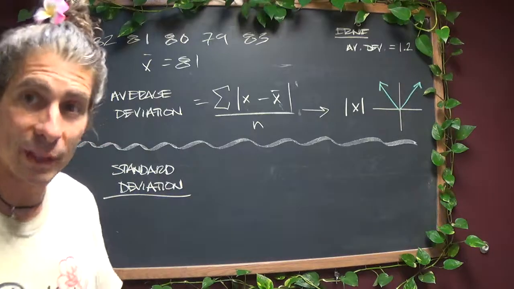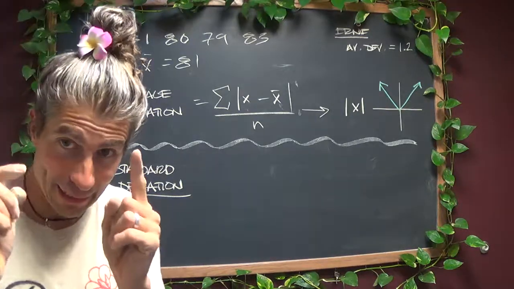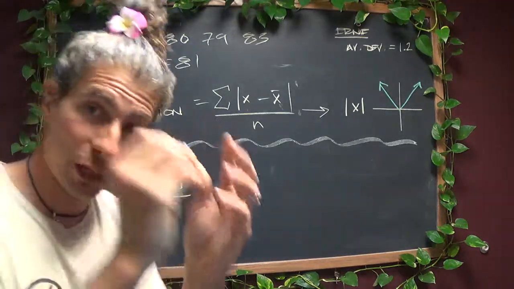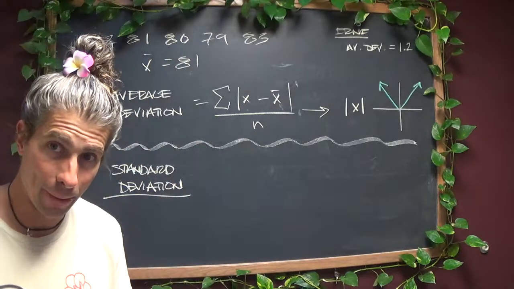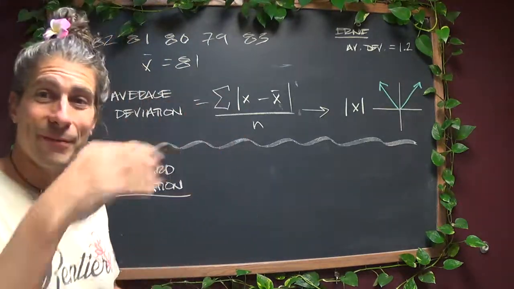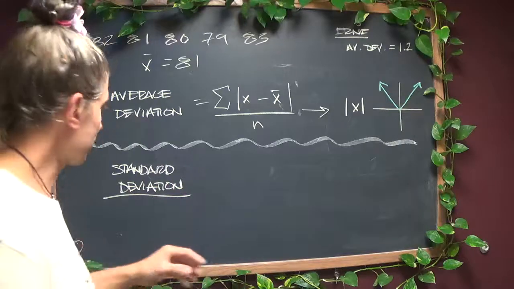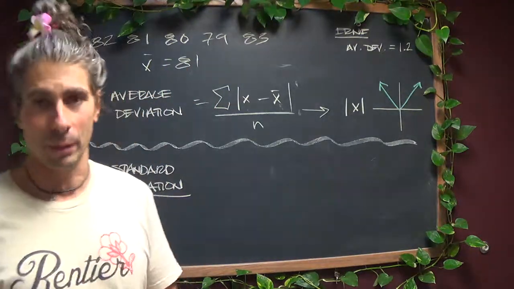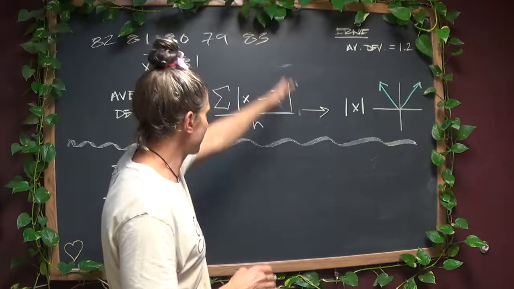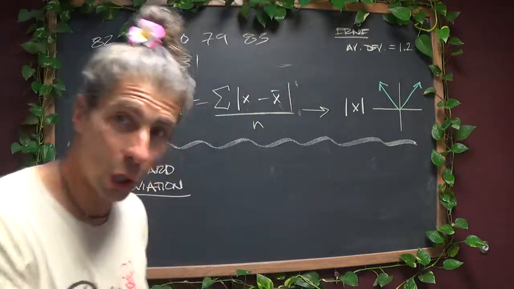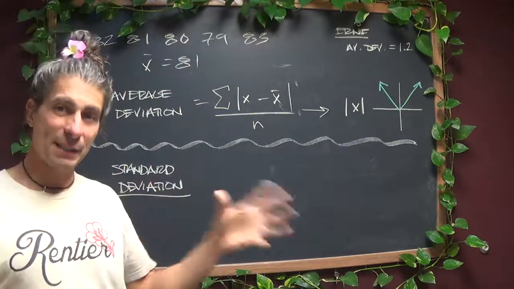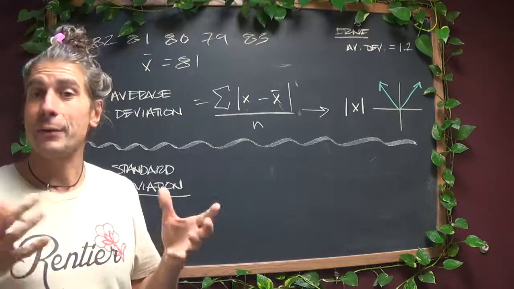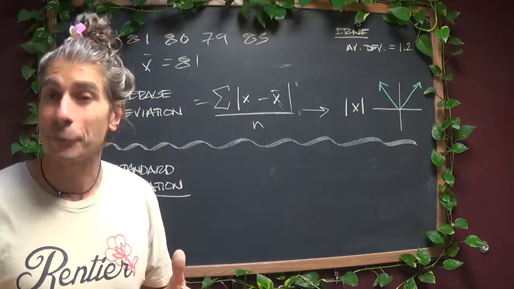Okay, so standard deviation, remember, it has the exact same meaning. It's the average distance from average. The way it varies from average deviation is how we deal with the negatives. The whole problem, the reason we had to bring the absolute values in, was because those negatives and the positives combined together to give us a problem. All the differences zeroed out.